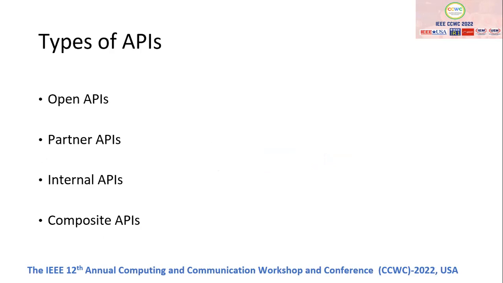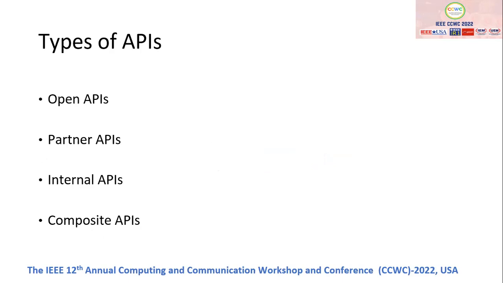We find four types of API. One is open API, which is open for everybody; everybody can access this API and integrate it into their system. Then we have partner API, meaning a group of people or organizations develop their own API, and this API can be accessed only through this group or partner.